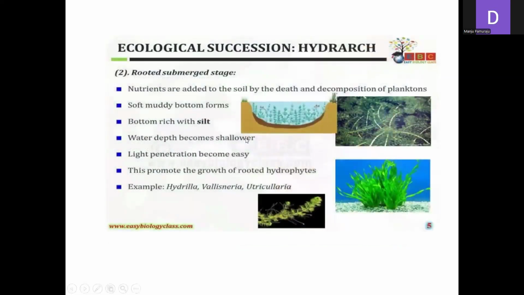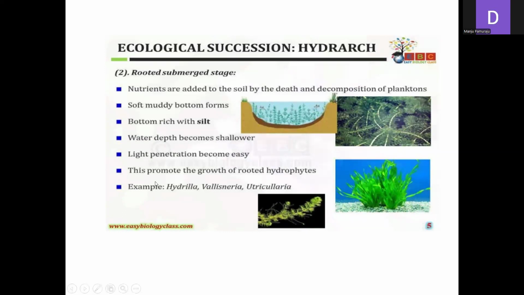So after some time, what happens? After a few days, the death and decay of these organisms occurs and they settle at the bottom. Next it is replaced by the rooted submerged stage. Nutrients are added to the soil by the death and decomposition of the planktons. A soft muddy bottom will be formed, a bottom rich with silt. The water depth also becomes shallower.